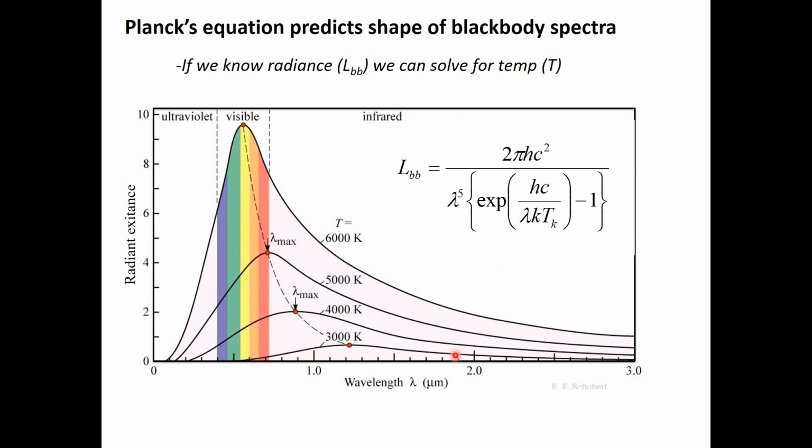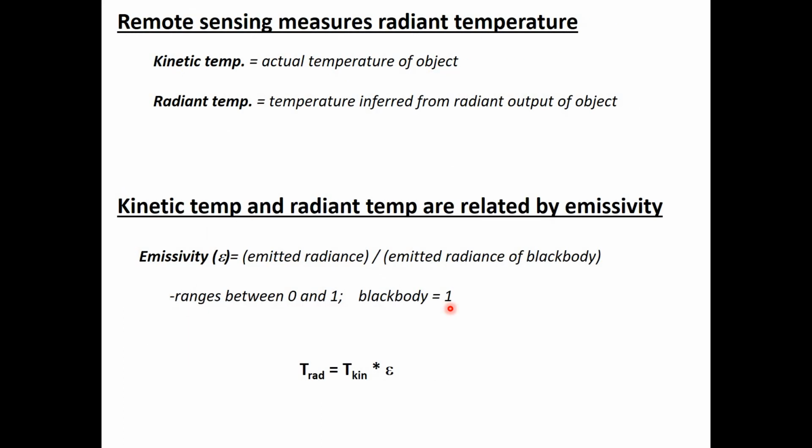Essentially what we're doing is we're measuring the radiance, one of these lines, and we're going to convert it to temperature. So it's very important to recognize that remote sensing measures what's called the radiant temperature. That's essentially how hot we think it is, right? And it's inferred from how much radiation is coming out of that object. That's different than the kinetic temperature. The kinetic temperature is the actual temperature of the object. If you went and stuck a thermometer inside the rock, you'd measure its kinetic temperature. The radiant temperature is its apparent temperature based on how much it's radiating.